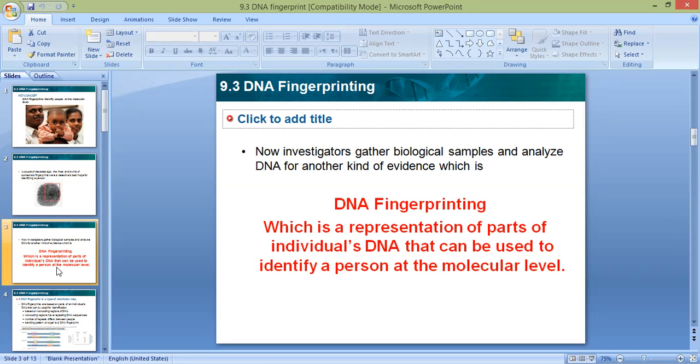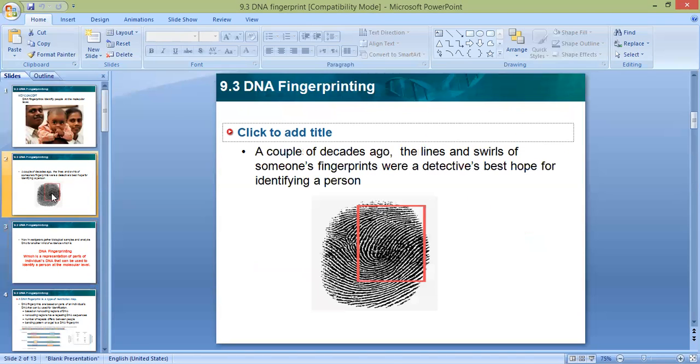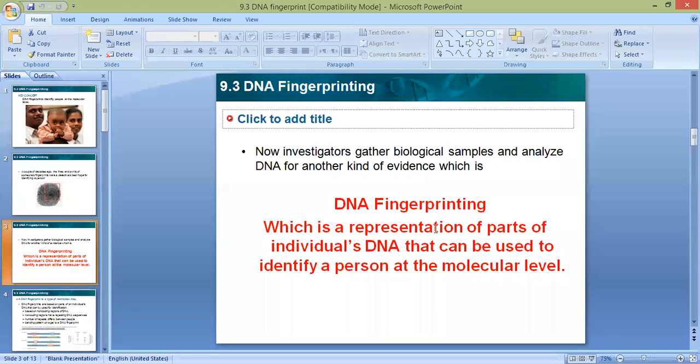In DNA fingerprinting, Sadil and everyone, you are depending on the parts of the DNA to identify a person. But in fingerprinting, you are depending on the lines and swirls you see on the fingerprint. You understand? Yes, miss, I understand. So there is a big difference. You can see the fingerprint by your eyes or by a lens, but this one identifies a person at a molecular level, at the level of the DNA molecule.